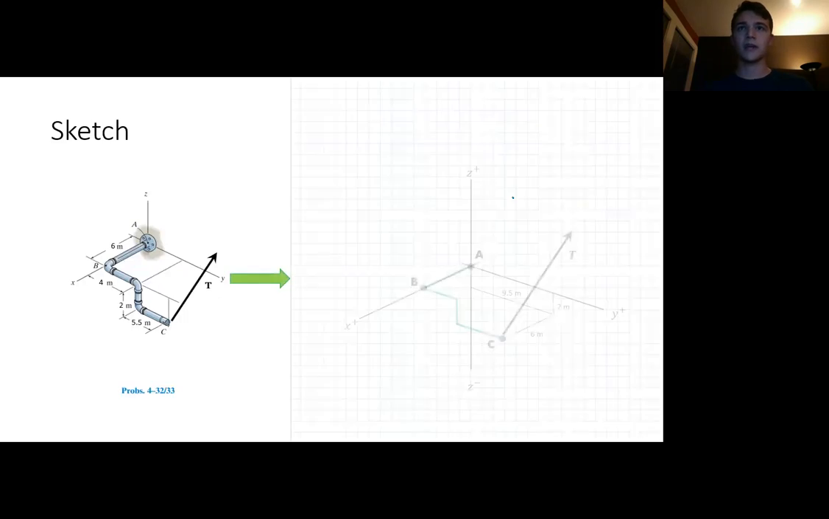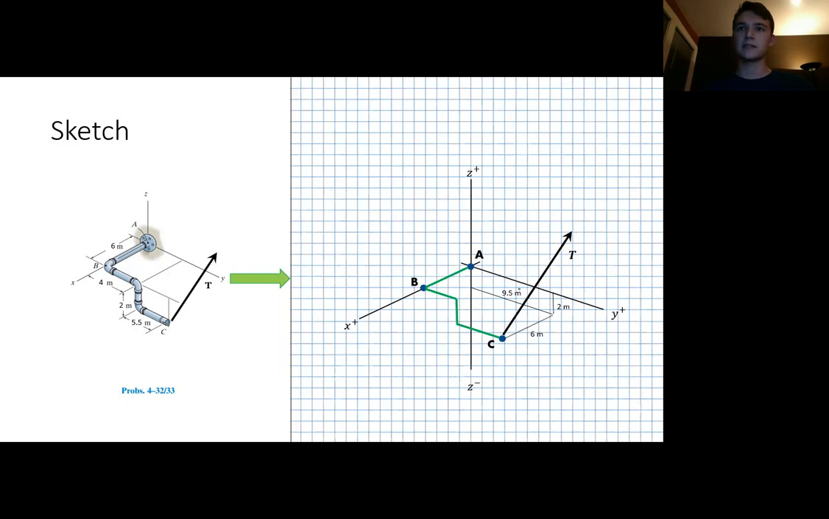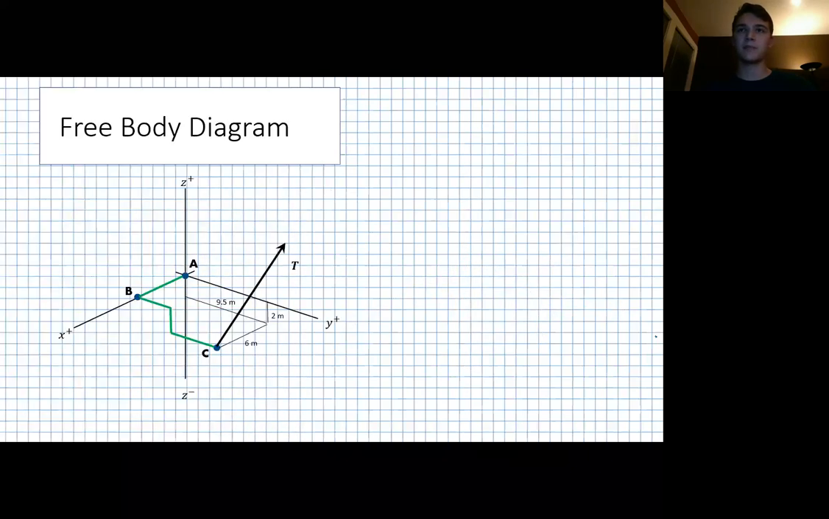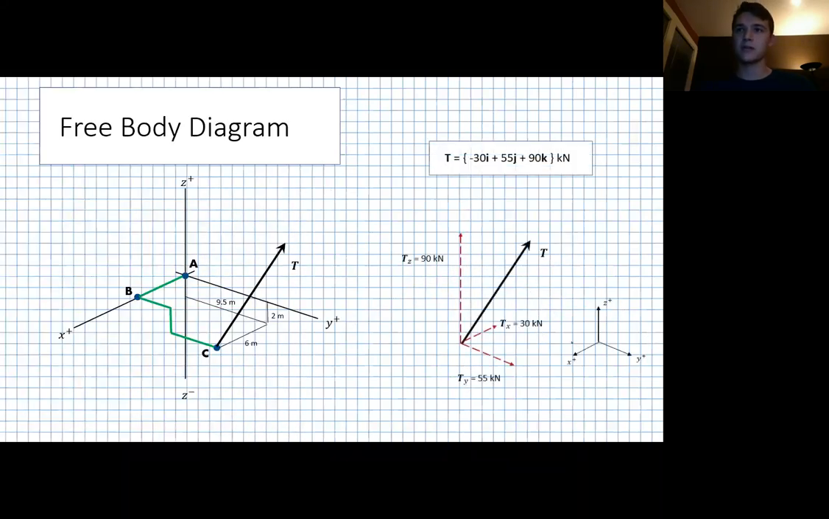So here's a sketch, and this breaks it up so we can easily see the coordinates. This one on the left is a little harder to determine, and on the right, we can easily determine points A, B, and C and their coordinates. So let's go ahead and break up this force into its component parts. Here we can clearly see the components, and that's described with this Cartesian vector form.